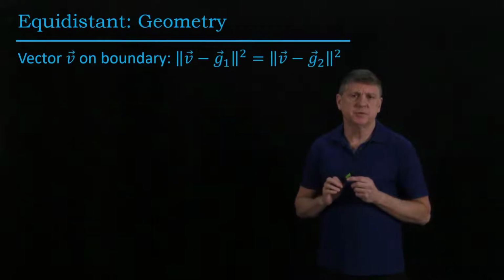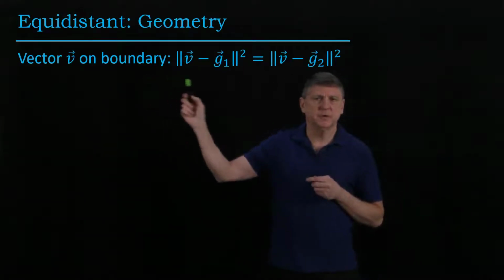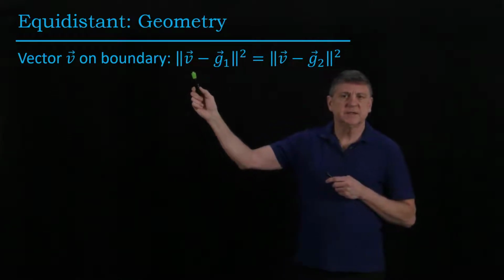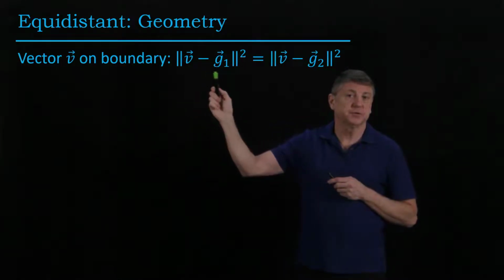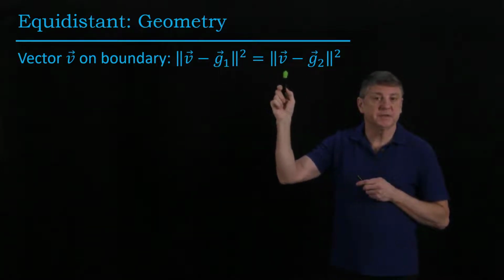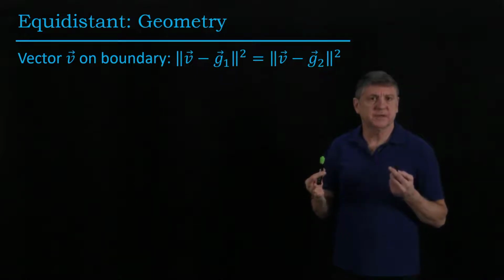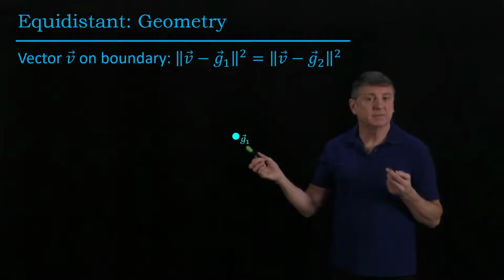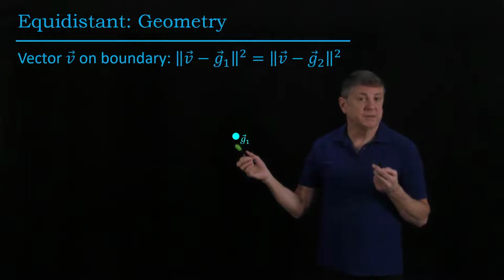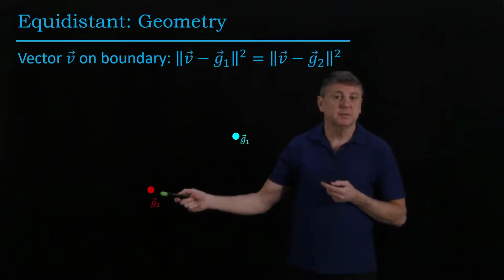Let's think about the geometry of this. Let's imagine that we're interested in a vector that's on the boundary. What that means is that the squared distance of the vector to the first centroid is the same as the squared distance of the vector to the second centroid. Let's draw this in a 2D example. Here we have cluster 1 represented as centroid G1, and here we have cluster 2 represented as centroid G2.